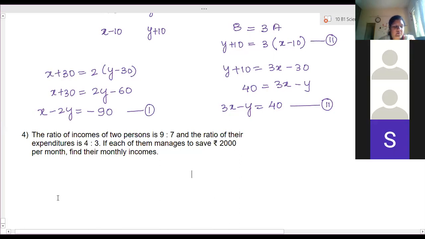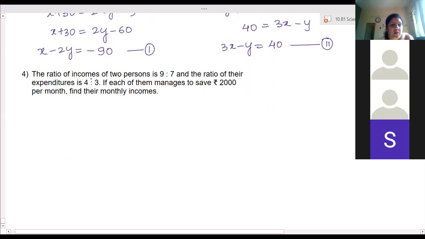Yes, ma'am. The next one: the ratio of incomes of two persons is 9:7, and the ratio of their expenditures is 4:3. If each of them manages to save rupees 2,000 per month, find their monthly incomes. Monthly income you have to calculate. So, there are two people, we will consider A and B. Their income ratio is 9:7.